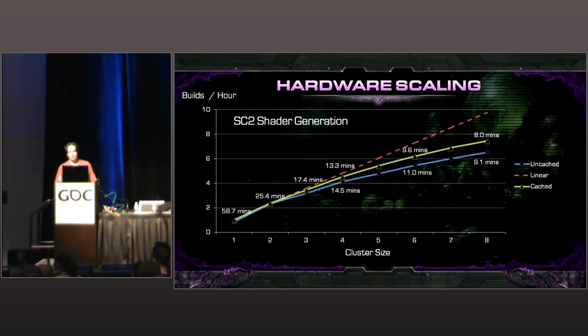So the scaling graph is largely based on the details of the project and the tasks in that project. For instance, here's a scaling graph for SC2 shaders, which has a higher CPU to I/O ratio compared to the Starcraft II data build. So actually, this last weekend, I did a build of up to 13 nodes, and the build times went down to 5 minutes.